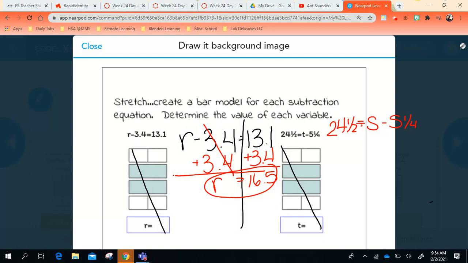So 24 and a half. On one side, on the other side says S minus 5 and 4.